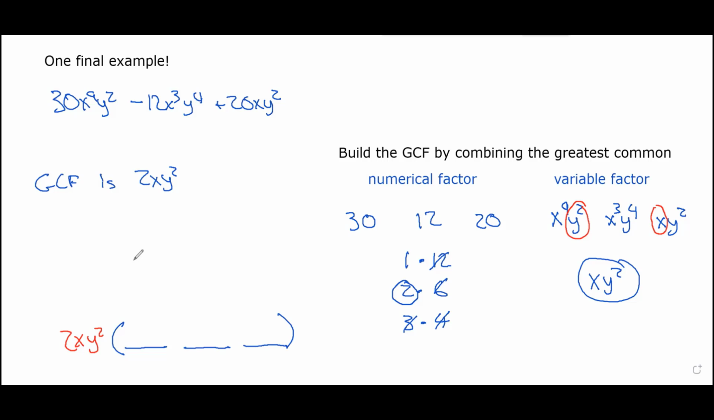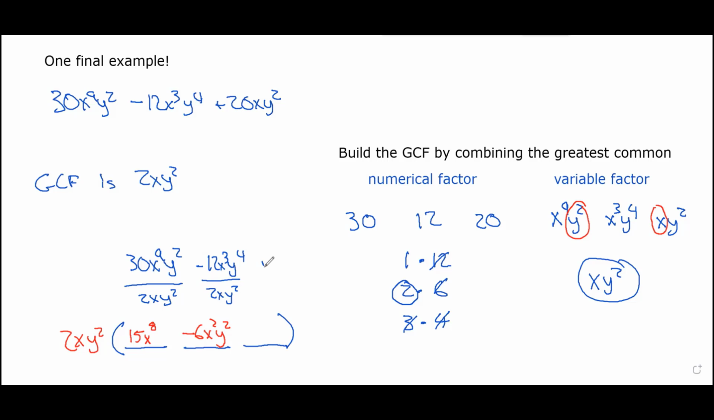Now we'll find each term in the parentheses by dividing the original terms by our GCF. The first is 30x to the 9th y squared divided by 2xy squared. 30 divided by 2 is 15. X to the 9th divided by x is x to the 8th. And y squared divided by y squared cancels completely. When we divide the second term, negative 12x cubed y to the 4th, by 2xy squared, we get negative 12 divided by 2 is negative 6. X cubed divided by x is x squared. And y to the 4th divided by y squared is y squared.